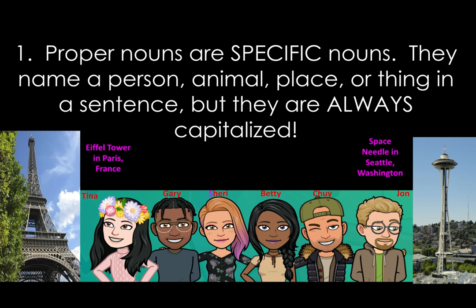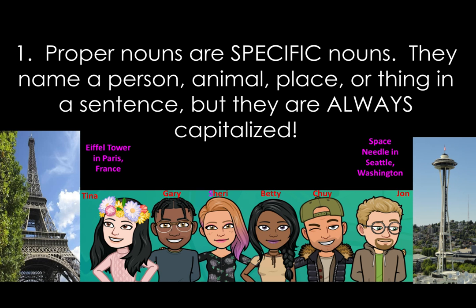These pictures are all pictures of proper nouns. On the left-hand side is the Eiffel Tower. It is a thing. It is in Paris, which is a city. It is in France, which is a country. All the way over on the right is our Space Needle. So Space Needle is the thing. Seattle is the town, and Washington is the state, and they're all capitalized.